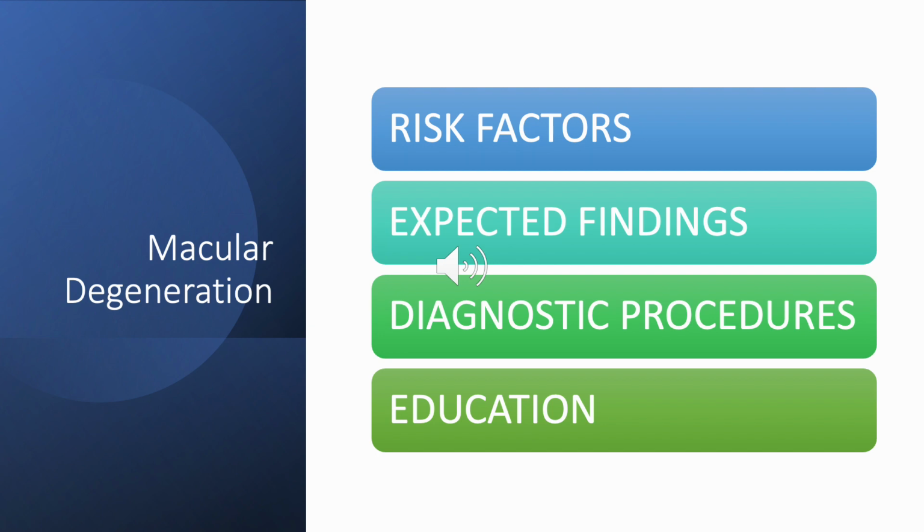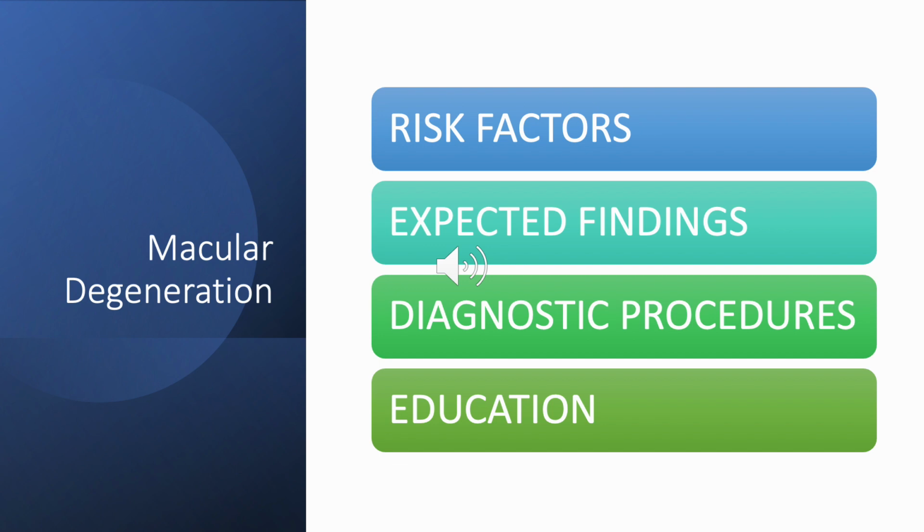So the risk factors for macular degeneration include smoking, hypertension, diabetes. There is a hereditary link to macular degeneration. Females, diets lacking in carotene and vitamin E, and drinking 4 alcoholic drinks per day.